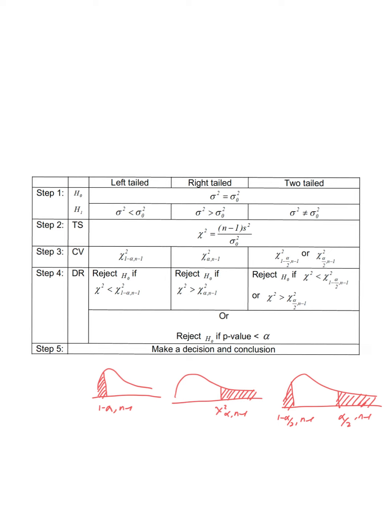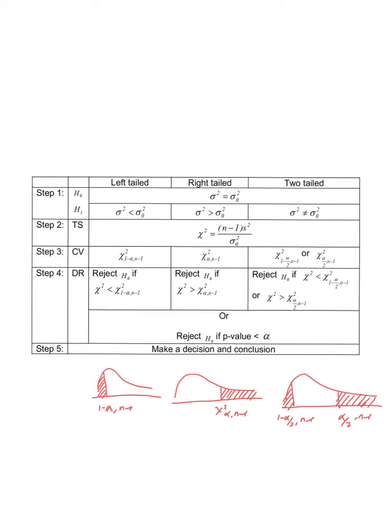For the total, there are two options. Reject H0 if chi-square is less than chi-square 1 minus alpha over 2 with n minus 1, here, if your test statistic falls in this rejection region. The other one is chi-square greater than chi-square alpha over 2 with n minus 1, where your test statistic falls in this region. Either one, this side or this side. If it falls in the middle, we fail to reject the null hypothesis.